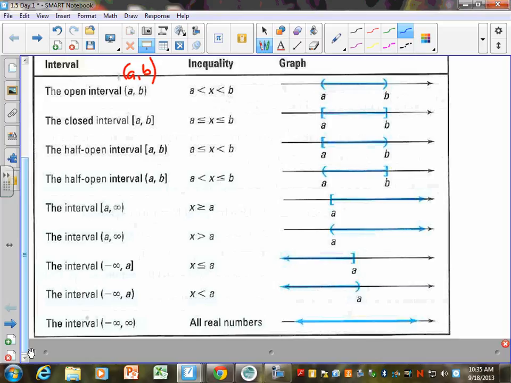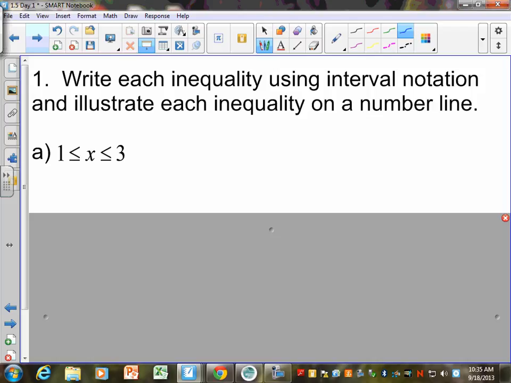Okay. So let's check a couple of these and make sure we can do this. It says, and this is what your homework says, write each inequality using interval notation and illustrate it on a number line. And yes, making it on a number line isn't that much fun, but it's not that hard to do, so, you know, don't cry about it.